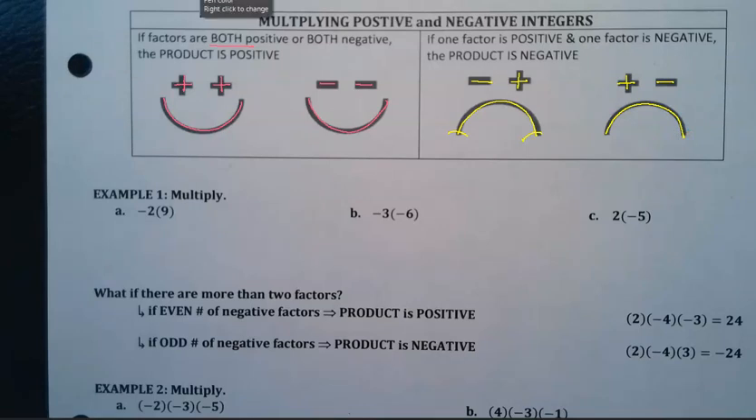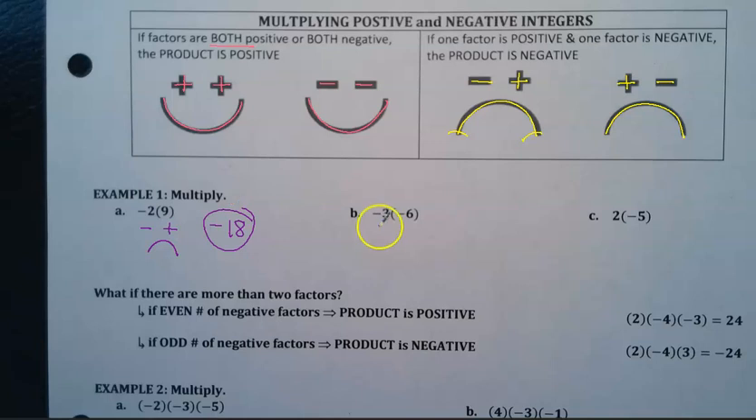So, example 1, let's try some. We have -2, so we have a negative and a positive times a positive 9. So we have a negative and a positive. Our answer is going to be a negative. So 2 times 9 is 18.